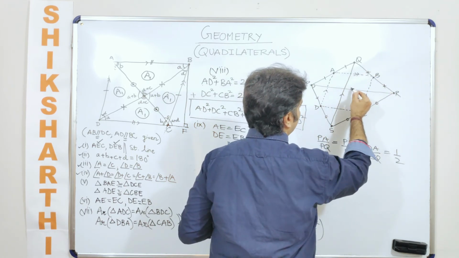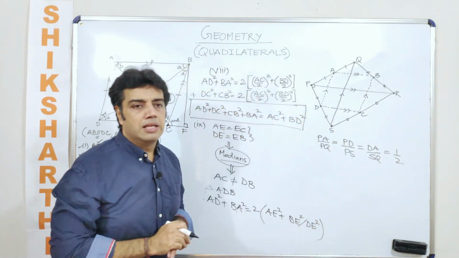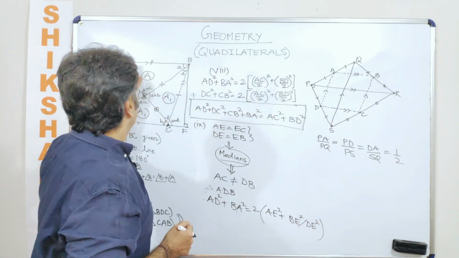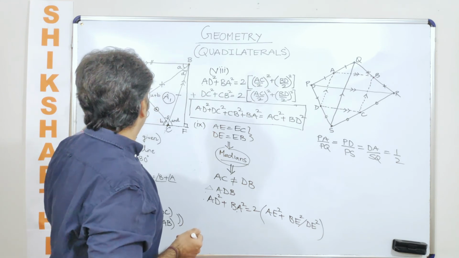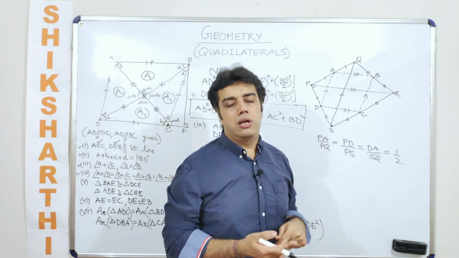So you land up saying what? You land up doing this. Now once you're able to do this, you get what? You get opposite sides which are parallel to each other. But this happens for all.